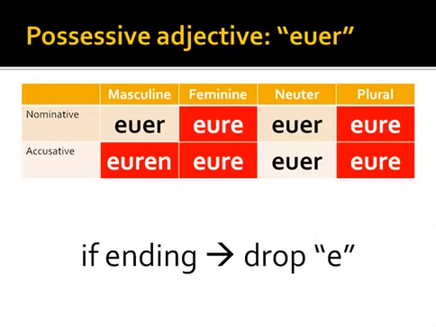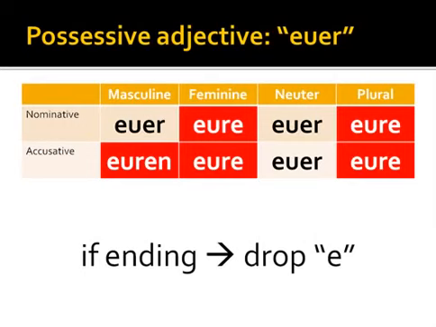Eure, eure, feminine, nominative, and accusative. Same thing, plural. Eure, eure. It's a lot easier to pronounce than euer. It rolls off the tongue a lot more easily.